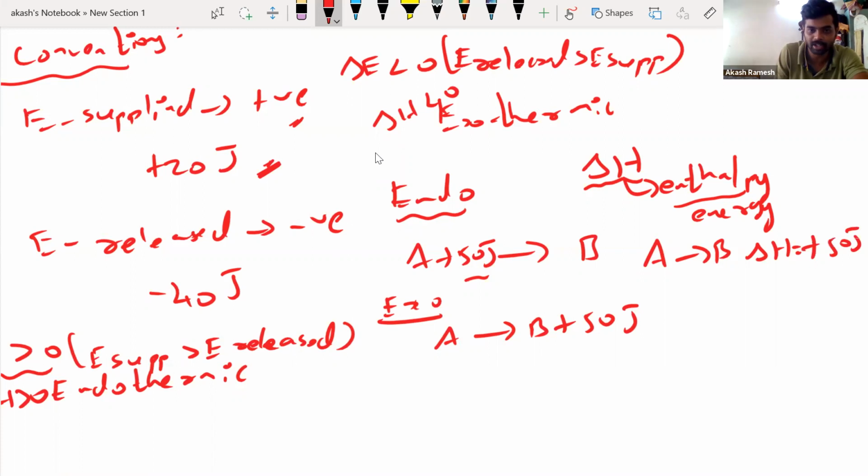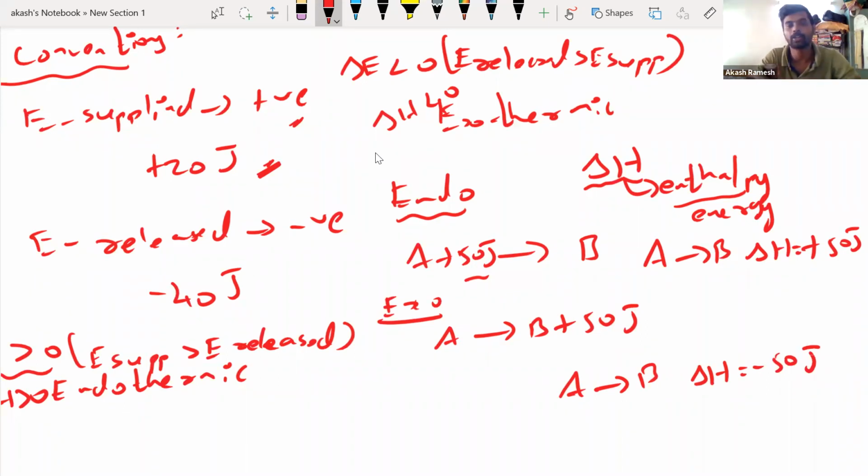Now for this reaction, again I write A giving B is the overall reaction. I don't include any numbers in the reactants or products, but on the side, I write delta H as 50. But again, the sign is very important. You see it's an exothermic chemical reaction, so you write minus 50 joules.